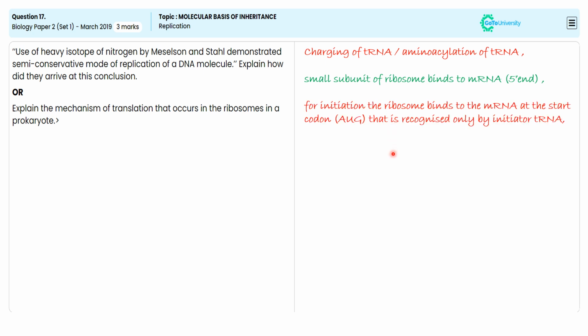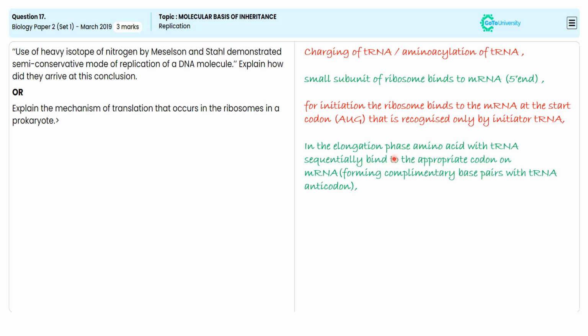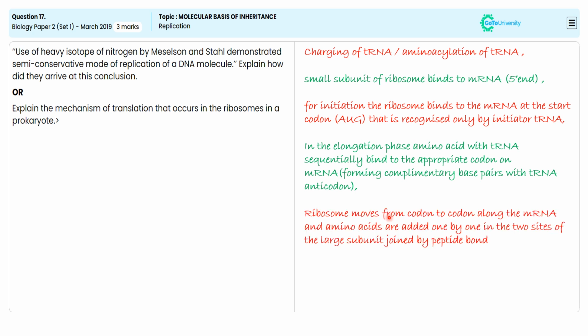In the elongation phase, the amino acid with the tRNA subsequently binds to the appropriate codon of the mRNA, forming a complementary base pair with the tRNA anticodon. For this specification, we get half a mark. The ribosome moves from codon to codon along the mRNA, and amino acids are added one by one in the two sites of the larger subunit, joined by peptide bond formation. For this specification, we get half a mark.